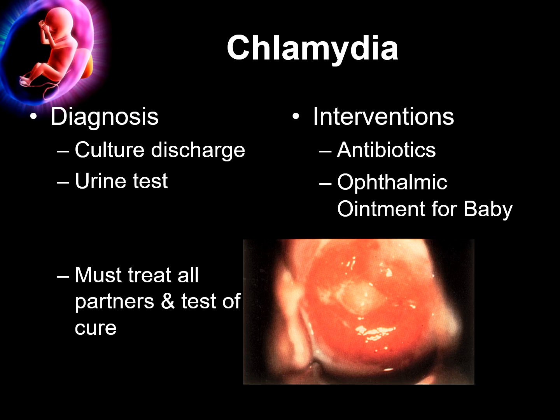The diagnosis, backing up a little bit, is a culture with a discharge and a urine test. And the interventions, of course, are the antibiotics that I just mentioned. For babies, the ophthalmic ointment is given for the babies that are born to women who are infected with chlamydia right before the birth of the baby. We must treat all partners, and we must do a test of cure after the treatment to ensure that the infection is resolved.